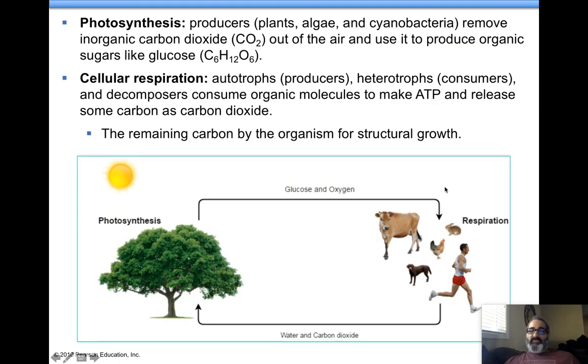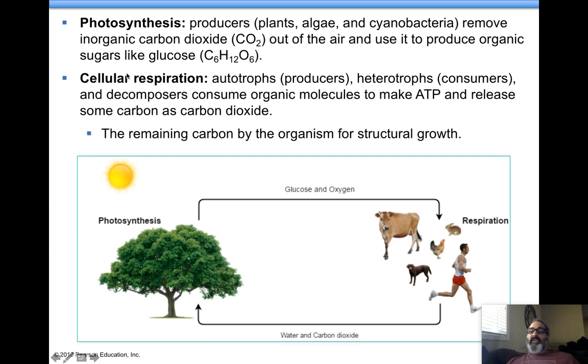First off, you need to understand photosynthesis and respiration. Photosynthesis removes CO2. Carbon dioxide in the air is inorganic. Glucose is organic, but CO2 is not organic. So photosynthesis takes inorganic carbon in the air and turns it into organic carbon, food, for example.